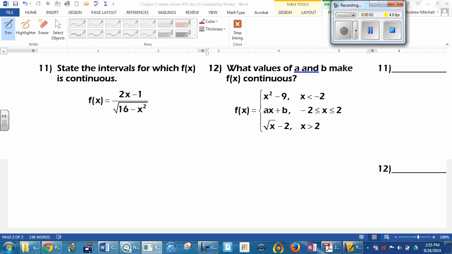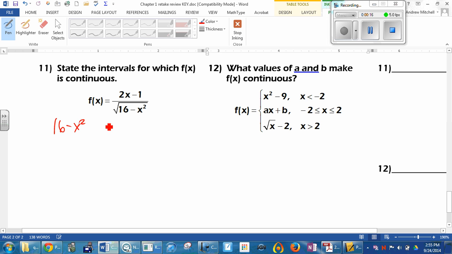Alright, number 11, trying to find intervals where f of x is continuous. Well, we can't have a negative under the square root, and we cannot have a 0 in the denominator. So that means 16 minus x squared has to be greater than 0. Right? Can't be negative, can't be 0, so it has to be positive. So we're going to go ahead and solve that inequality. That's going to tell us when the function's continuous.